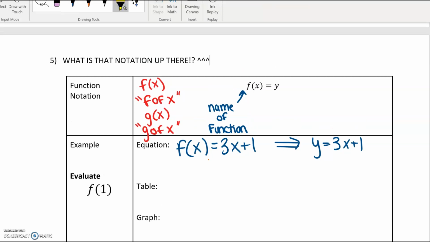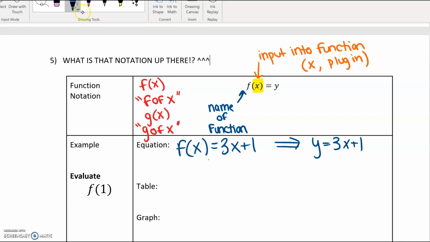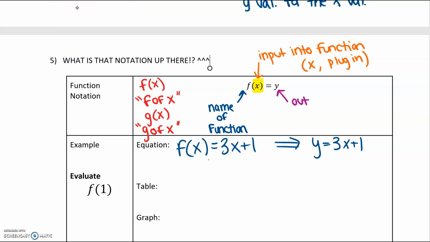Then you'll always see something in parentheses, like the x here. That's always going to be the input into the function. When we talk about inputs, it could be a variable, it could be a number, it's what you plug into the function. It's always your x value. Input, plug in. Then whatever it's equal to, that's going to be your output by process of elimination. So in this case, your output is y, because in a function, inputs are x, outputs are y. So it's always going to be y, or what you get out. If I plug in 1 for x, what do I get out as y? That's your input and output.